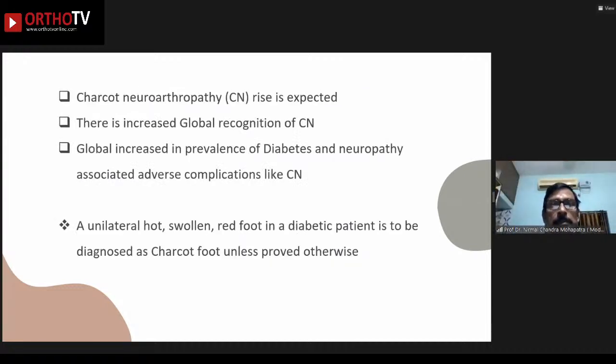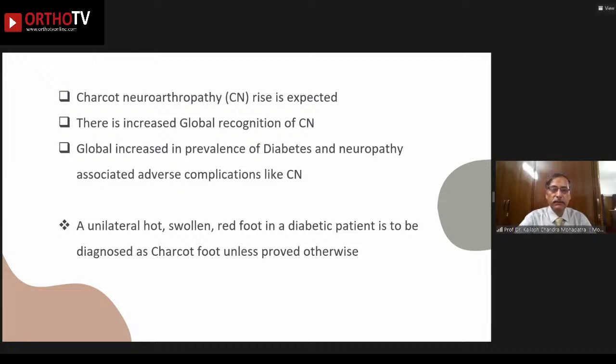Charcot neuroarthropathy is expected to rise as there is global recognition of this condition, and there is also a global increase in the prevalence of diabetes, which is definitely contributing to an increased number of Charcot neuroarthropathy cases. A unilateral hot, swollen, red foot in a diabetic patient is diagnosed as Charcot foot unless proved otherwise.